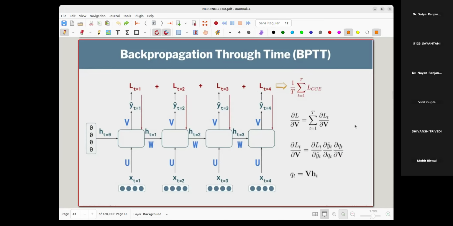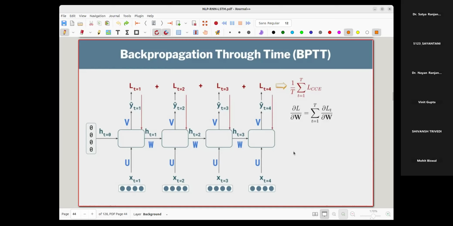But how to calculate individual del Lt by V? Because you know that del Lt by V depends on Yt, loss is depending on Y, Y is dependent on the intermediate output Q, and Q is dependent on V, like we have already done in the previous neural network case. So just apply the chain rule and multiply. Qt is nothing but V of ht. We know that this Qt is V of ht. So use this in your derivative calculation and you can calculate it. It's very simple, not that much difficult.